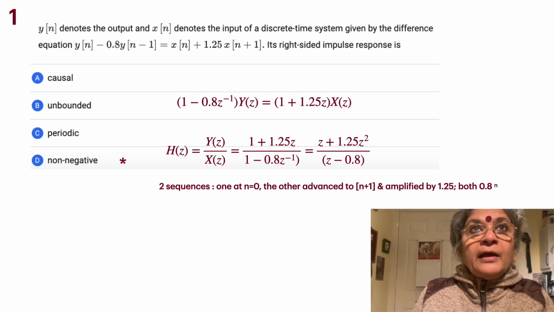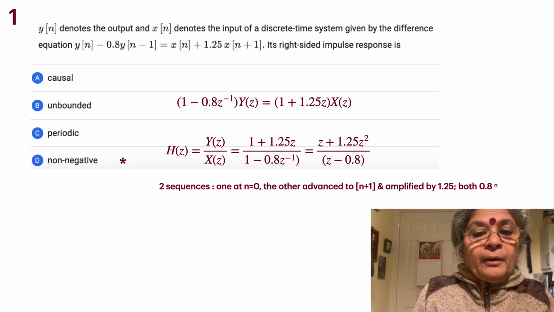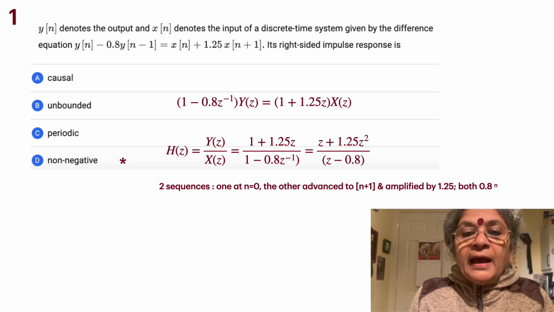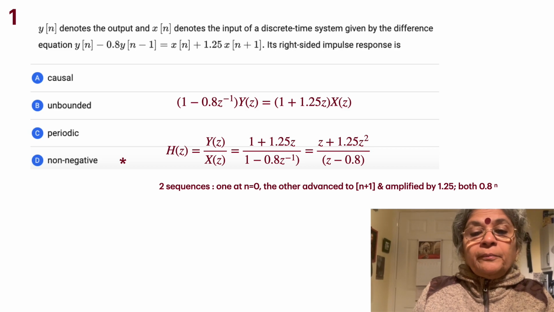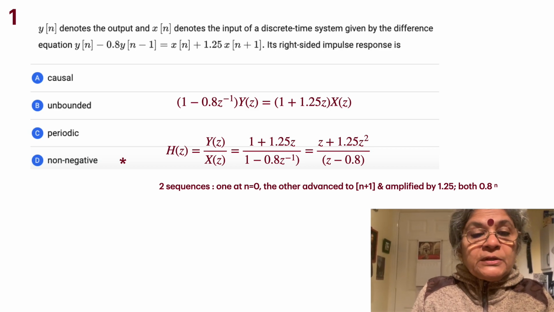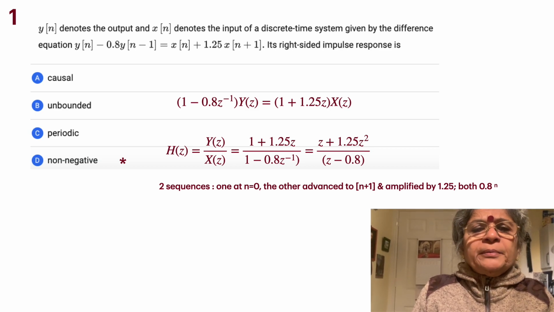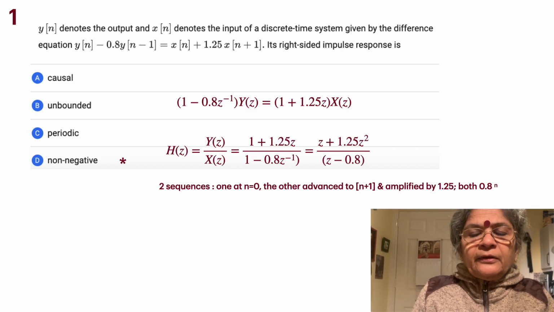Why? Because we are having an advanced signal. Is it unbounded? No. It is not unbounded because all the poles of the pulse transfer function happen to be inside the unit circle. Periodic? No, it's not periodic because it's a limited signal. It exists.